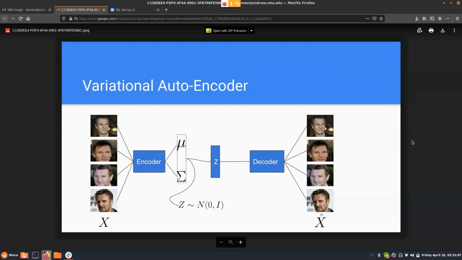So there's two objectives there, right? One is we want to learn the latent distribution, and then the other is we want to learn to reconstruct the image. In other words, we want to know how much our latent distribution deviates from a standard normal distribution, and how much our reconstructed image deviates from the original image.